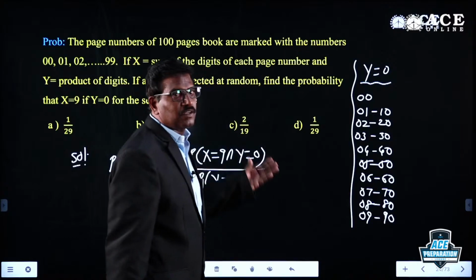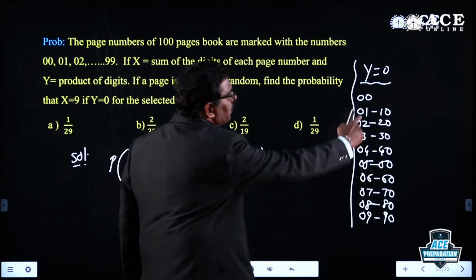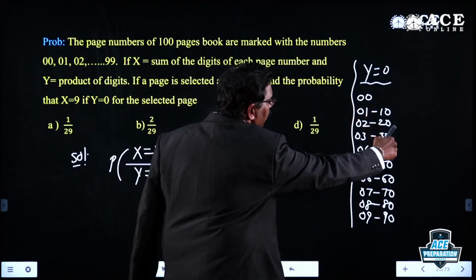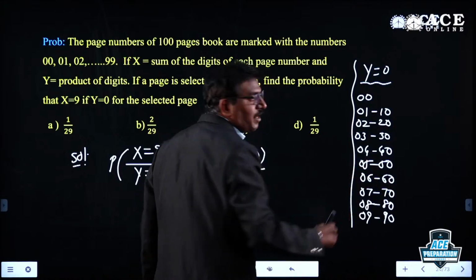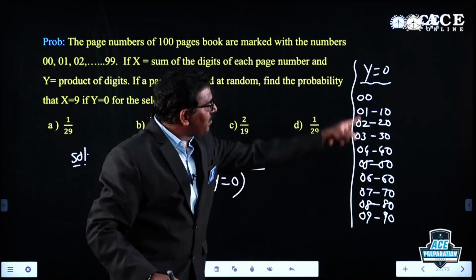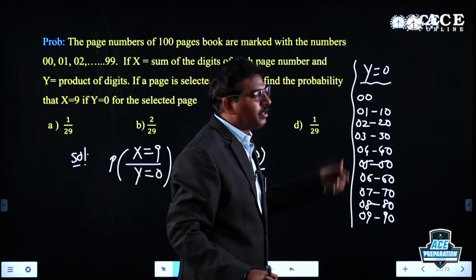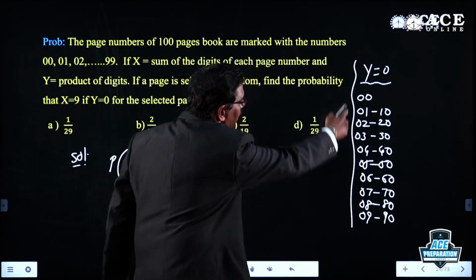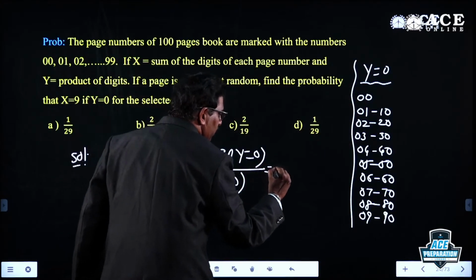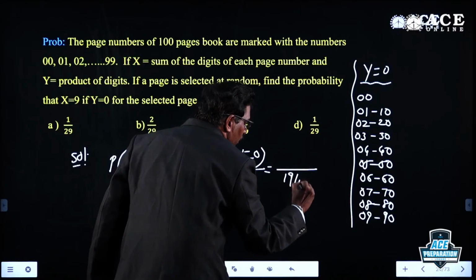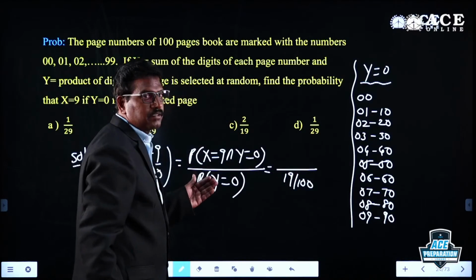All these pages give the product 0. That means 1, 2, 3, 4, 5, 6, 7, 8, 9, so 9 to 18 pages here, since 0, 1 and 1, 0 both you have to count. 18 plus 1, 19 pages. Denominator is nothing but 19 by 100.